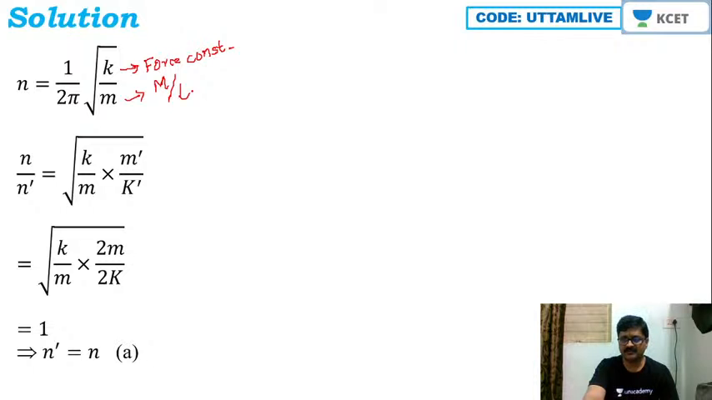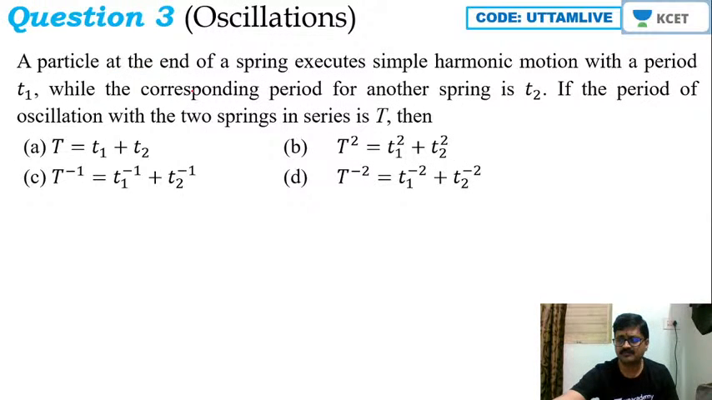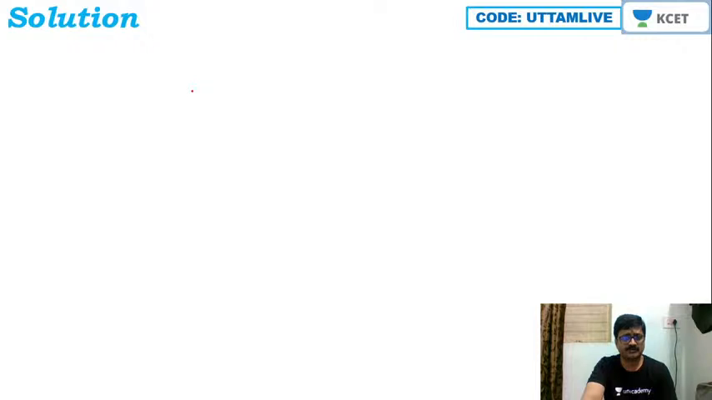Hopefully this is clear. Now let me move on to the next question. A particle at the end of a spring executes simple harmonic motion with a period T1, while the corresponding period for another spring is T2. If the period of oscillation with the two springs in series is capital T, then we should find the relationship between capital T, T1 and T2. Now let us try to solve this question.